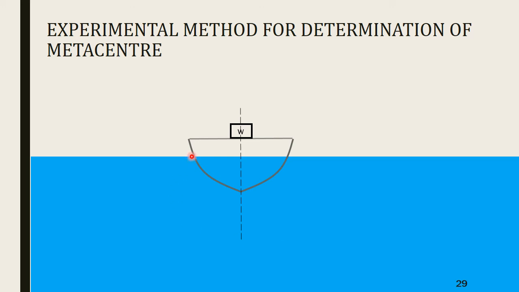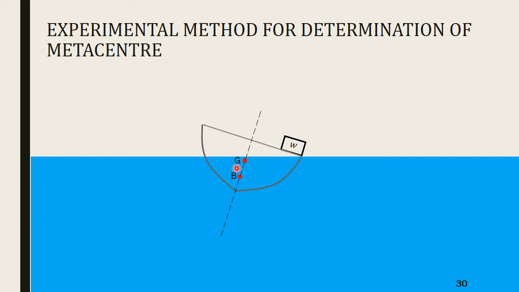So you can see a boat here, and on top of it a small block of weight small w is placed. We are going to move the small w through a distance x, and because it has moved through a distance x, the boat is going to tilt. Now we are going to use this concept to determine the metacentric height.